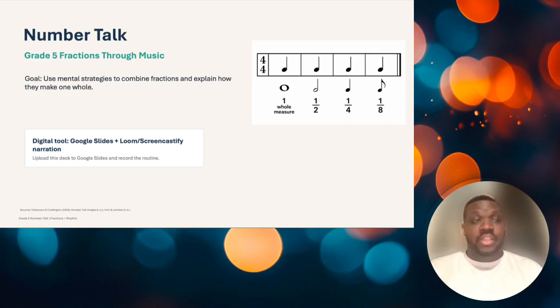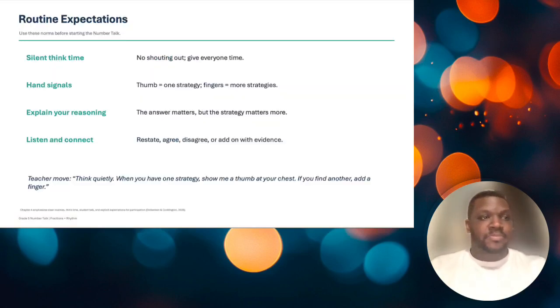And during this routine, my role is not to just demonstrate one required procedure. Instead, I will provide think time, record multiple strategies, and ask questions that'll help students explain and connect their ideas.